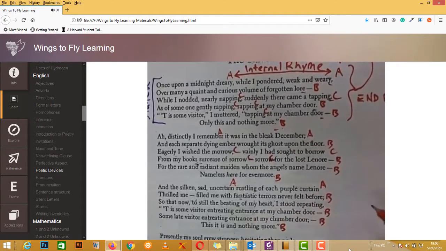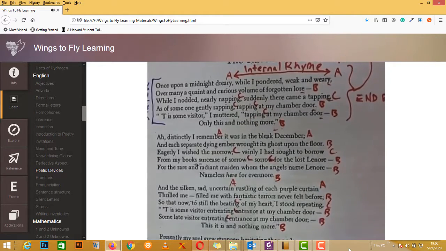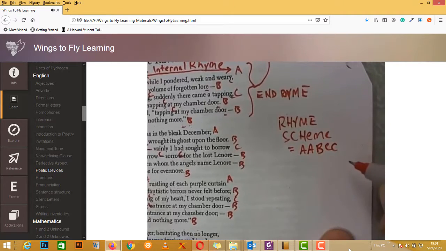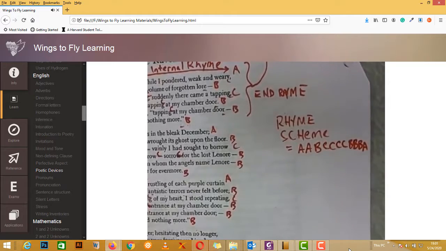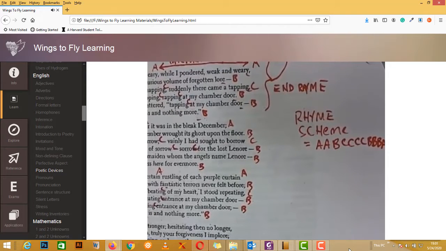And of course, the C, so we've got beating, repeating, entreating, entreating. So if we ignored the double lines in the middle, we could say that the rhyme scheme here is A, B, C, C, C, C, C, B, B, B, A. That's kind of complicated. A, B, C, C, C, C, B, B, B, A. Now, I would never remember that sequence of letters, but it certainly does give you the sense, when you read the poem out loud, of that repetition. You recognize that repetition.